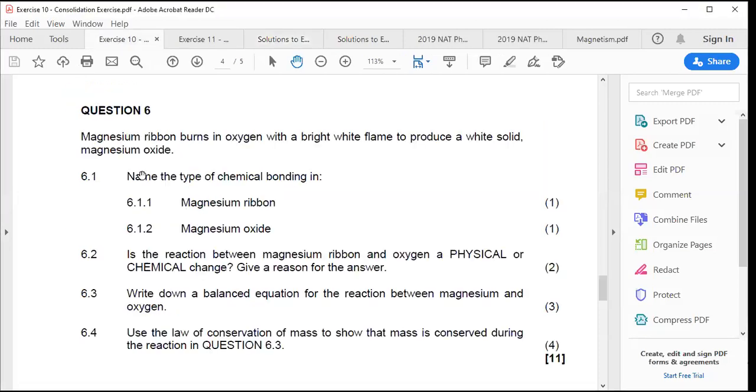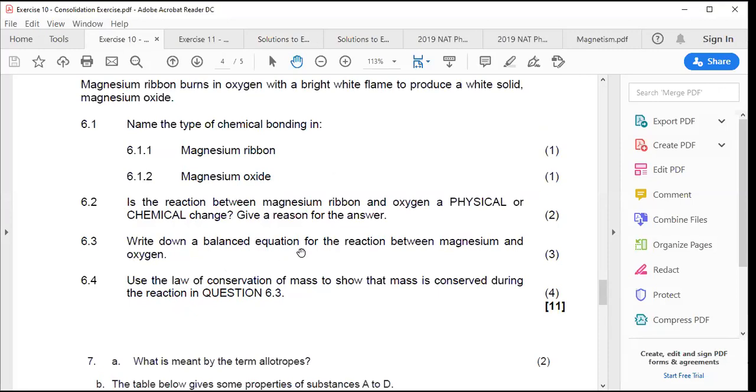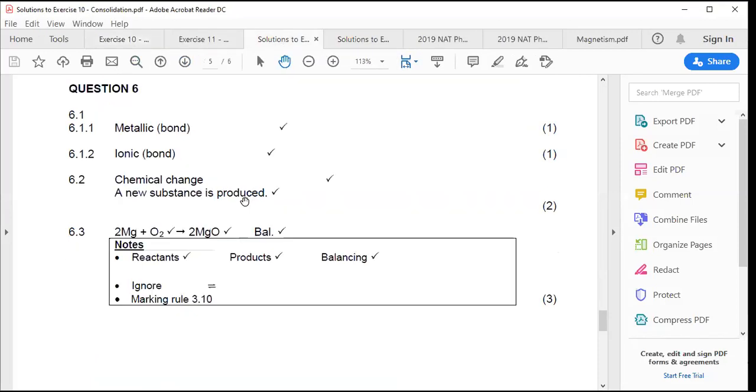6.3. Write down a balanced equation for the reaction between magnesium and oxygen. So you've got magnesium plus oxygen, O2, to give you MgO, magnesium oxide. Then you need to balance it. Oxygen here, there are 2, but here there is 1. So you have to put a 2 in front of MgO to balance the oxygens. By putting 2 here, you are disturbing the magnesium, so you have to put another 2 there.